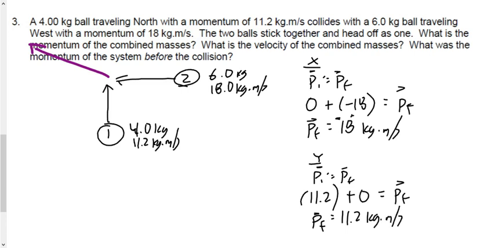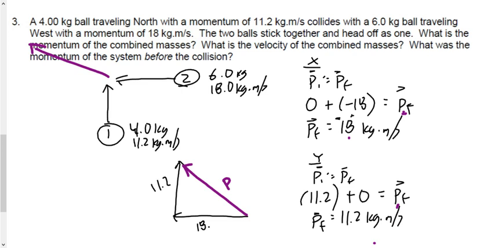Now we've got to combine them. We've got 18 to the left, and we've got 11.2 up, and then we're going to combine them to find the final momentum. Not the velocity, but the final momentum here. Now, had I done mv over here and mv over here and solved for vf and vf, then I would be combining velocities. But since I found the final momentum, x and y, I'm combining momenta.